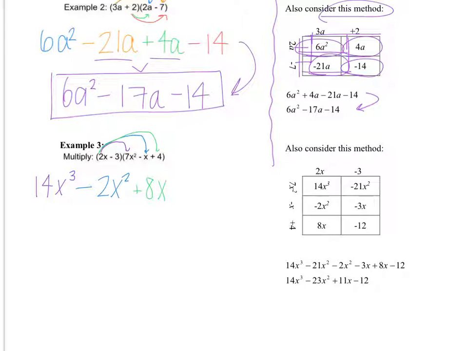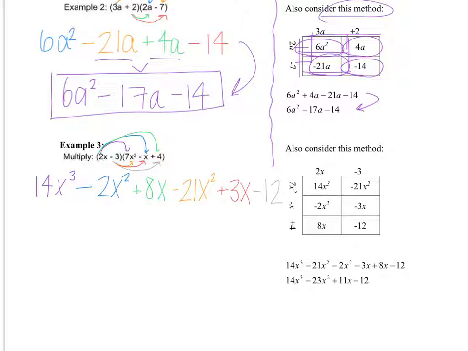So that was the first set, and now we're going to deal with the second set, using the negative 3 to be multiplied by each part. Negative 3 times 7x squared is negative 21x squared. Then we have negative 3 times negative x, which is positive 3x. Negative times negative turns positive. And lastly, negative 3 times 4 is negative 12.